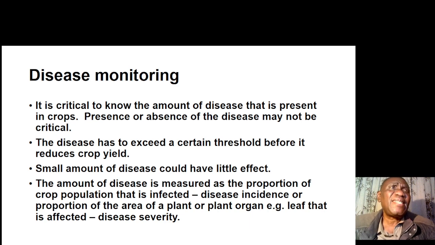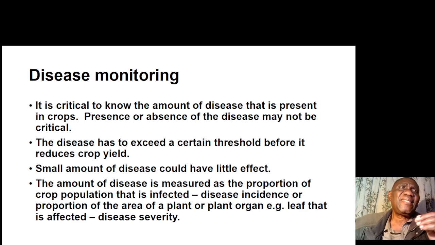Now with disease monitoring, it is critical to know the amount of disease that is present in crops. Presence or absence of the disease may not be critical. The disease has to exceed a certain threshold before it reduces crop yield. Even if the disease is there, is it present at such a level which justifies spray of fungicides? That is the question.